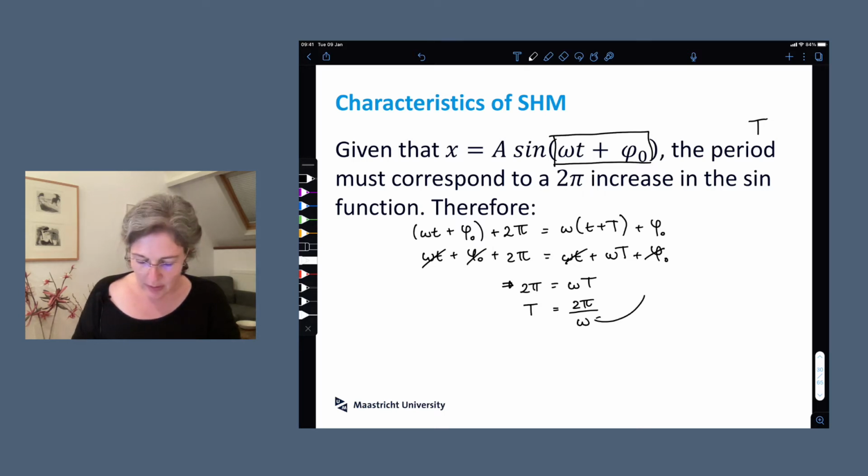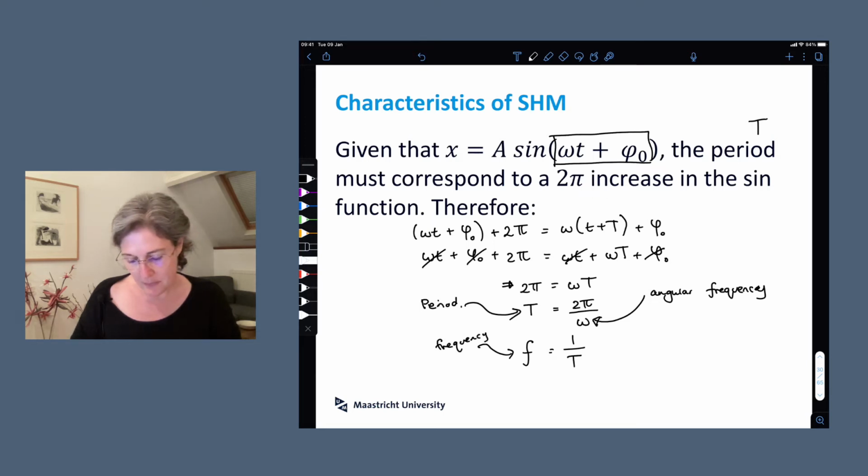So let's just make it absolutely clear. This omega is called the angular frequency. Our T is called the period. And the one thing that we might further want to do is think about the actual frequency, which is 1 over the period. So this is the straight frequency, and that must be equal to omega over 2 pi. And now you can see the relationship between the frequency and the angular frequency.